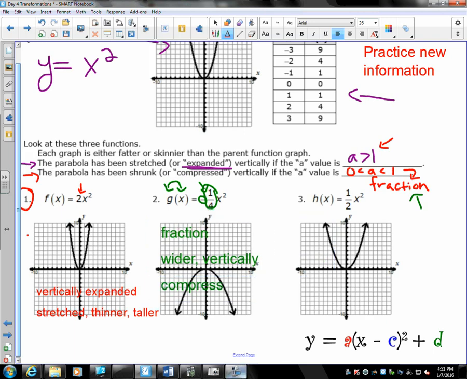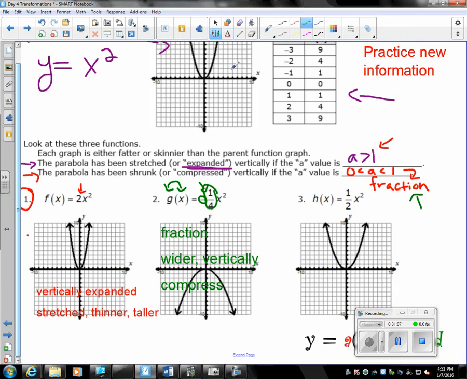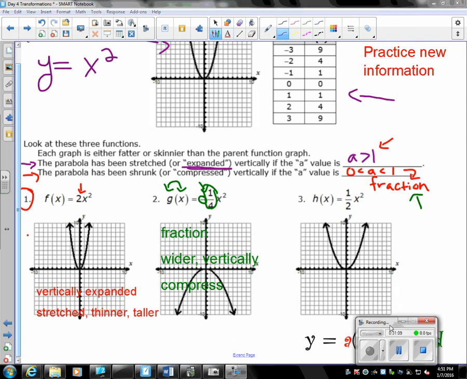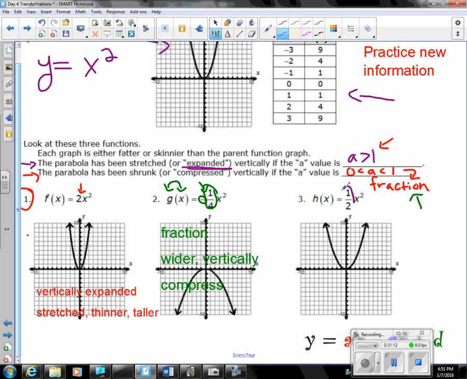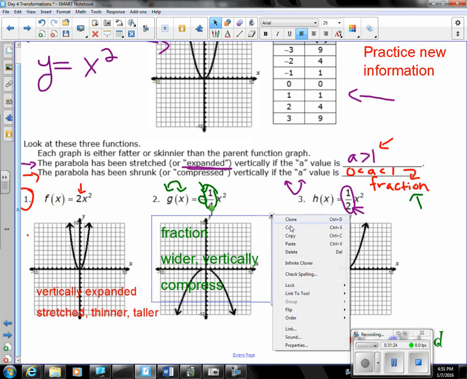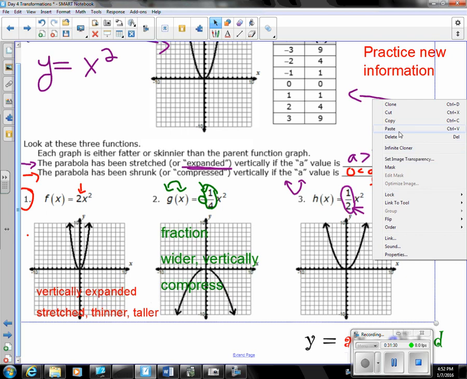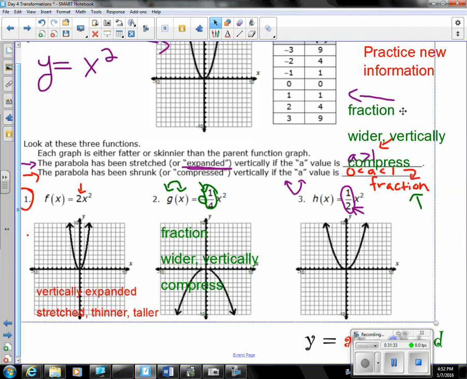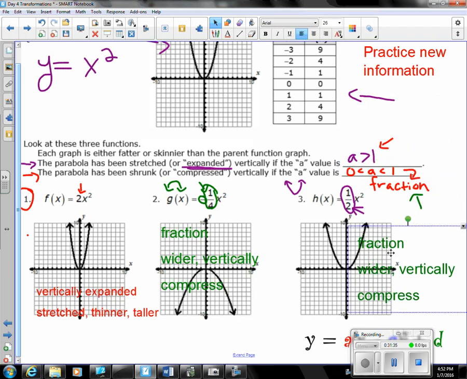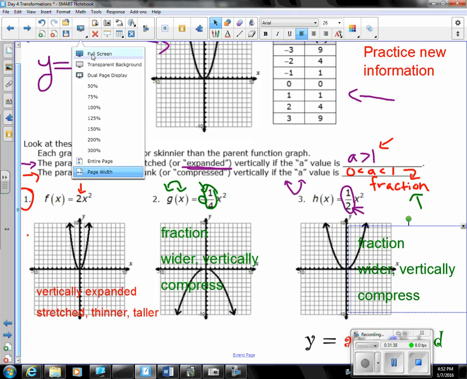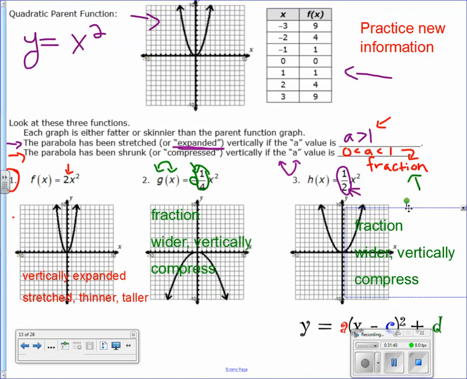Now let's look at number 3. Okay, we have a value, which happens to be positive, so we know it's opening up as the picture tells us, but also it is a fraction. So we know it's going to also be vertically compressed, which is the same thing we wrote for number 2. Okay. So if you need to, pause the video so that you can write those things down.